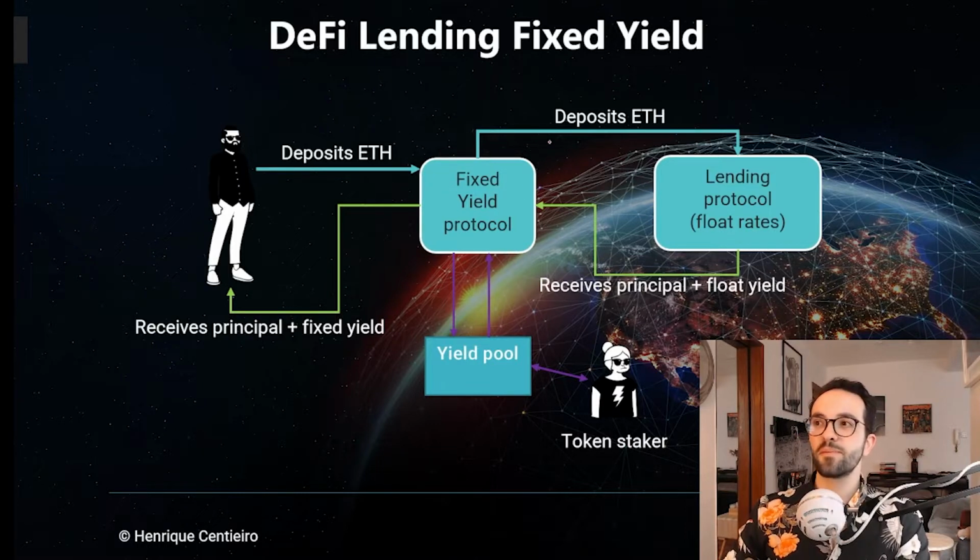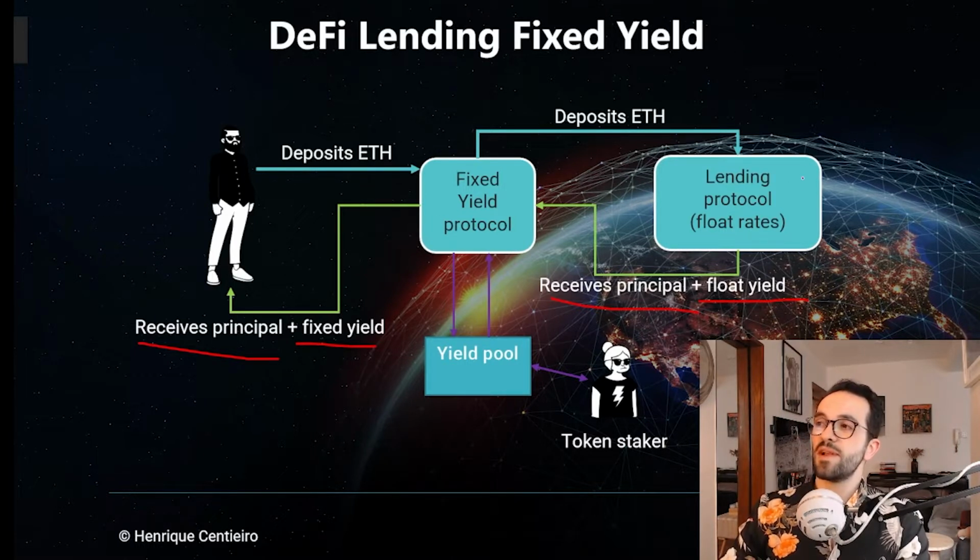You are depositing these assets into the fixed yield protocol. And then this fixed yield protocol will deposit your ETH, in this case, into a lending protocol, can be Aave, for example. They will receive the principal plus the floating yield, so they will receive the initial deposit plus the yield. And you will receive the principal that you have deposited plus a fixed yield. And the way they pay the fixed yield is that they will have a yield pool, and you have token stakers that provide liquidity to these yields. And basically, they guarantee that you will receive a yield.